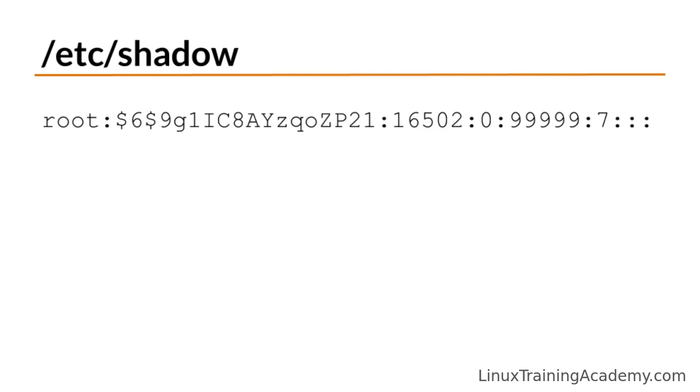If this field contains 99999, the user never has to change their password. The sixth field is the number of days to warn the user that their password will expire. The seventh field is the number of days after the password has expired that the account is disabled. The eighth field is the number of days since January 1st, 1970 that an account has been disabled. The ninth field is reserved for future use.